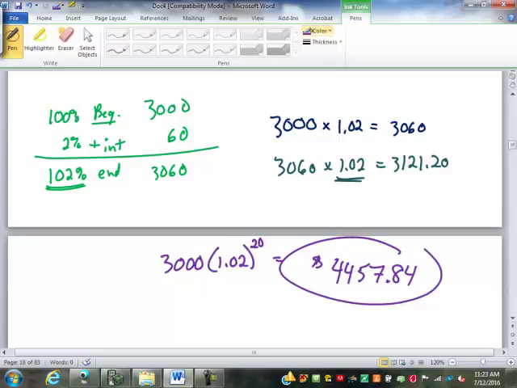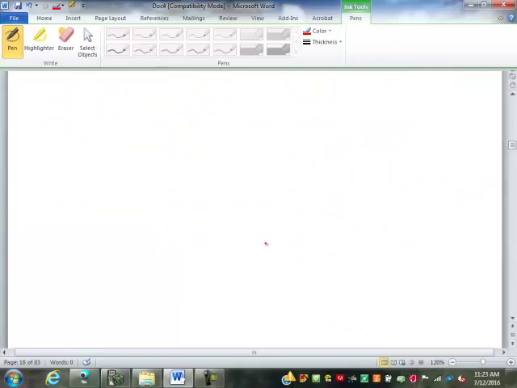Compare that to if I didn't compound interest, my amount was $4,200. So I made an extra $257.84 due to compound interest. Now in this case, that $257 isn't a lot of money, but it's still something better than nothing, right? Every little extra bit counts. Where this idea of compound interest is really significant.